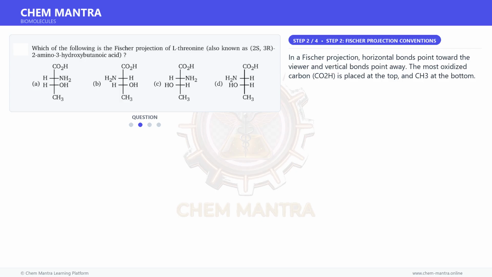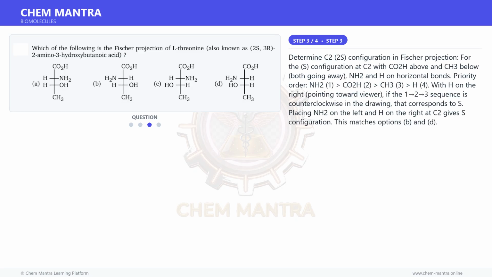Moving on to the next step. In a Fischer projection, horizontal bonds point toward the viewer and vertical bonds point away. The most oxidized carbon, CO2H, is placed at the top and CH3 at the bottom. Moving on to the next step.